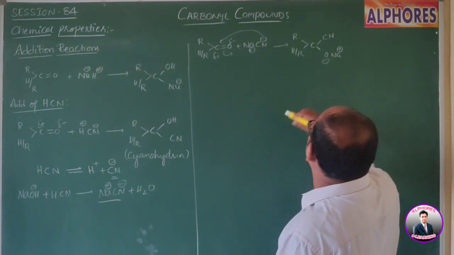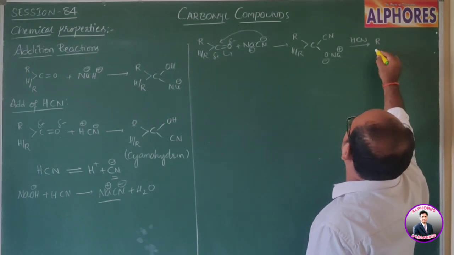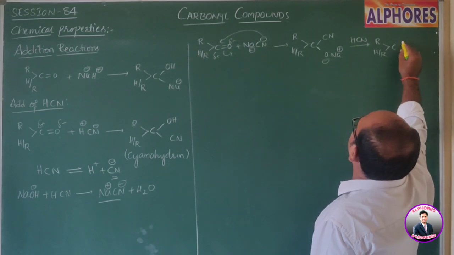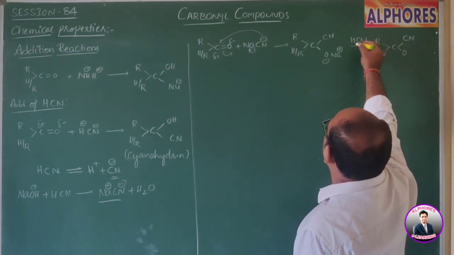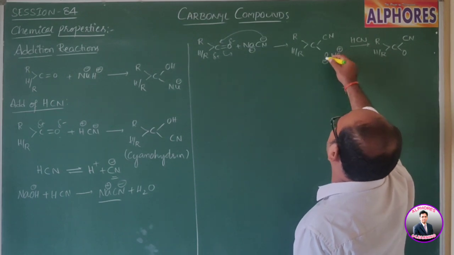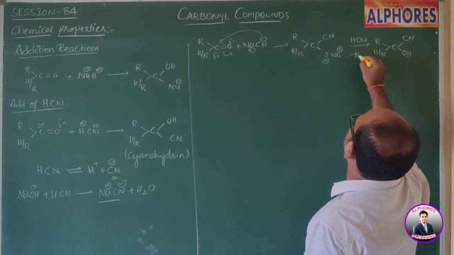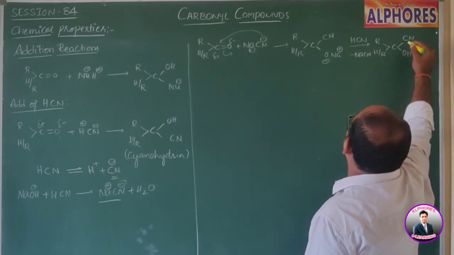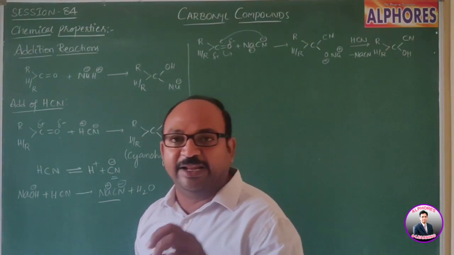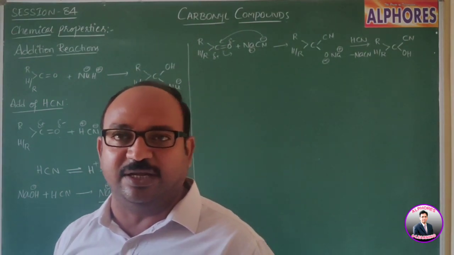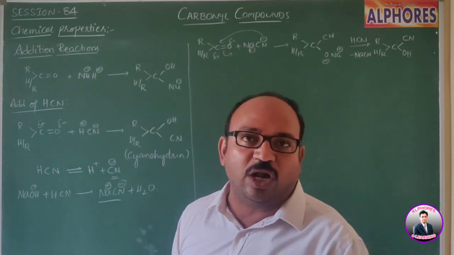And later, if we are using HCN, then what happens? RHRCCN and this O minus, because of strong base or alcohol we are getting alkoxide, it abstracts proton and this Na plus takes that CN and comes out as NaCN. So overall reaction is cyanohydrin formation. So direct addition of HCN is highly difficult. Direct addition of HCN in order to get cyanohydrin does not take place.